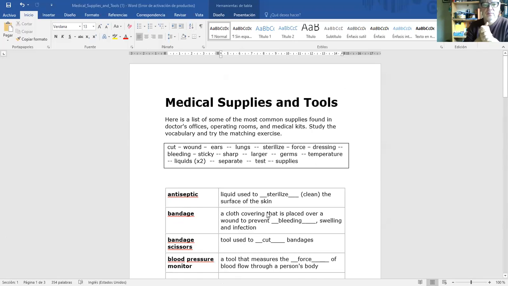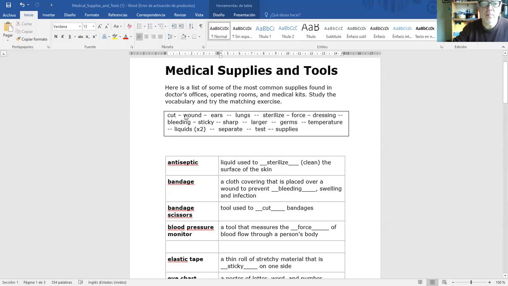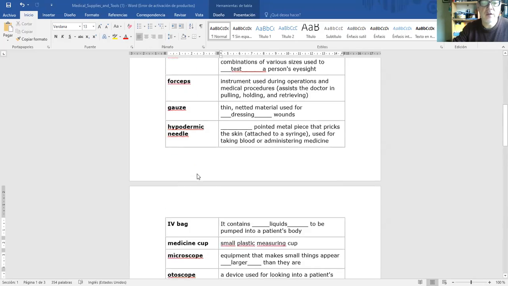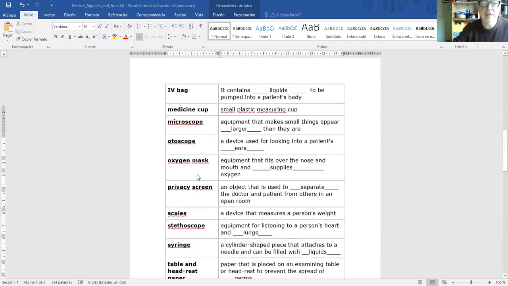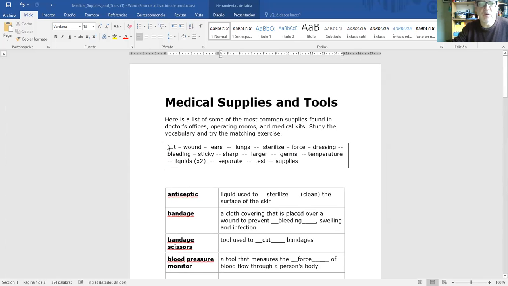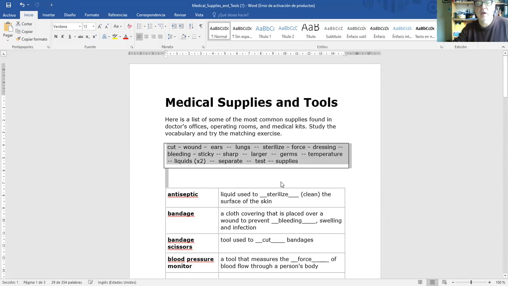We have to complete the definitions of all these medical tools and supplies using one of the words from the box here, okay? Can you repeat after me? Lo pueden hacer sin micrófono para que no molesten en su casa y tampoco para que se escuche todo. Como quieran. Vamos.